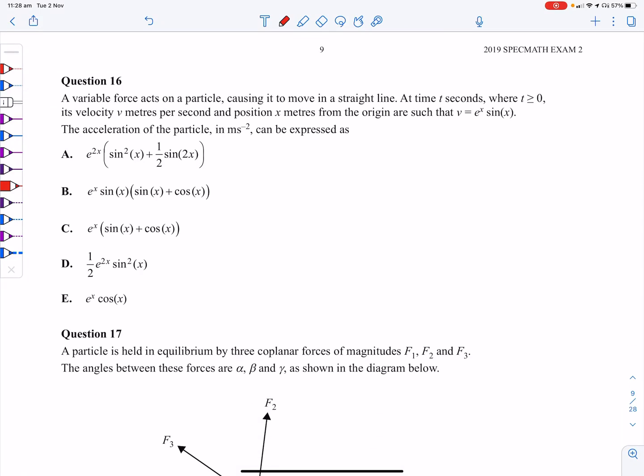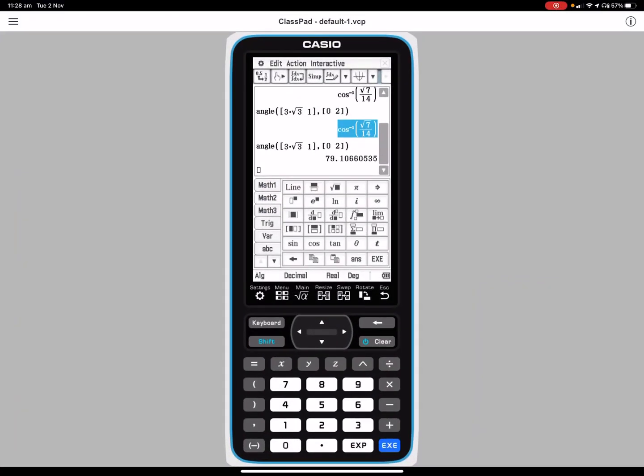Okay, a variable force acts on a particle, causing it to move in a straight line. The velocity in meters per second is given by this. Now remember, if you want acceleration, it's v dv/dx. So e to the x sine x times d/dx of that same thing. Now, I just realized, make sure your calculator is in radians.